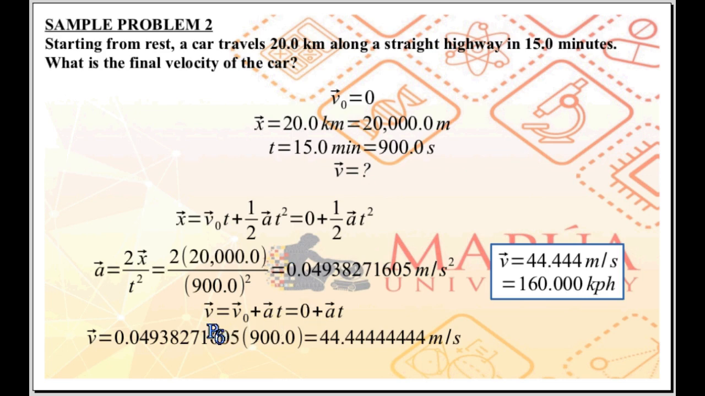we can try out the first one. V is equal to V naught plus A t. Once again, initial velocity is 0. Therefore, V is just equal to A t. Knowing t, and now that we know A, we are able to determine the final velocity of the object: 44.444 meters per second or 160.000 kilometers per hour.